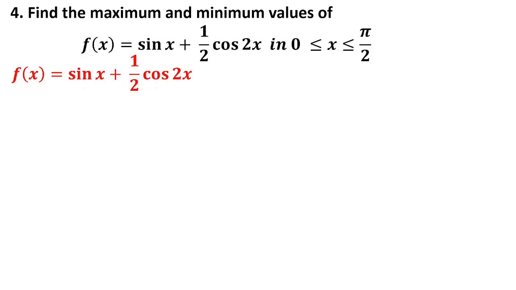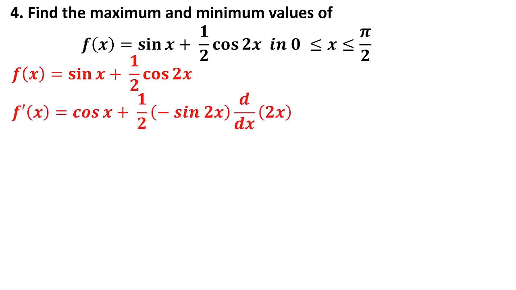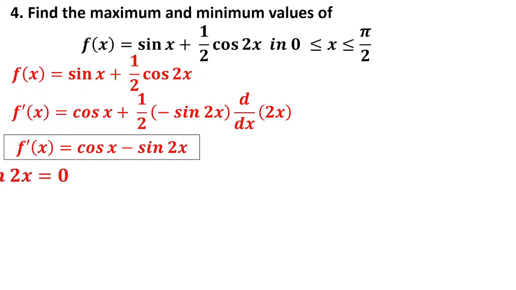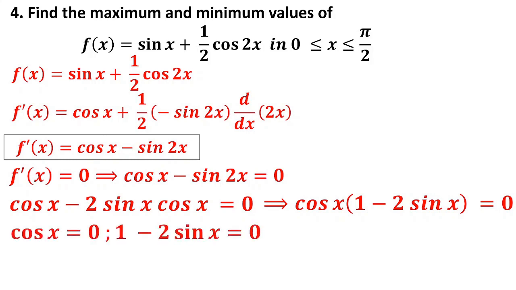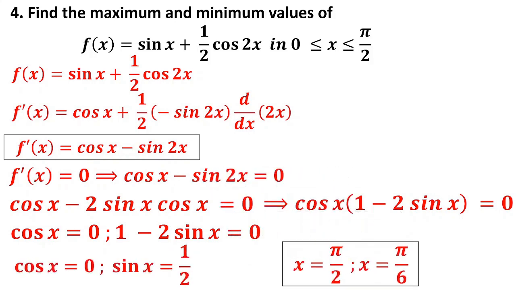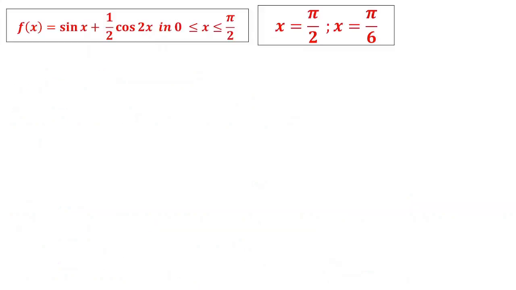As usual, let us take f of x and differentiate it: cos x, plus the differentiation of cos 2x is minus sin 2x into the differentiation of 2x, which is 2. The 2s get cancelled: cos x minus sin 2x. You have to equate it to 0, taking sin 2x as 2 sin x cos x. Take cos x outside: cos x into 1 minus 2 sin x is equal to 0. When you equate it to 0, cos x will be 0 and 1 minus 2 sin x is 0. What will happen when cos x is 0? x will be pi by 2. When sin x is 1 by 2, x will be pi by 6. Therefore, we got two critical values, pi by 2 and pi by 6.